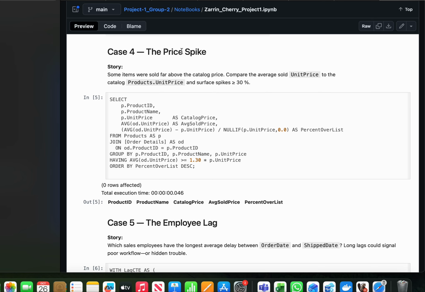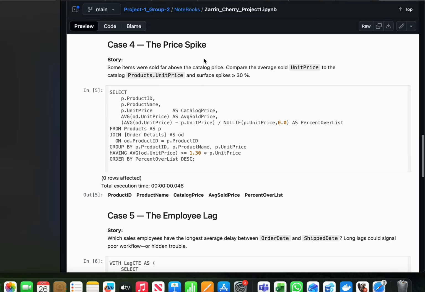Case 4, the price spike. This mystery focused on checking whether any products were sold for prices that were unusually high, specifically 30% above their listed catalog price. To do this, I joined the products table with order details and calculated the average sold price for each product. Then I compared that to the regular unit price in the catalog using a formula that shows the percentage difference.